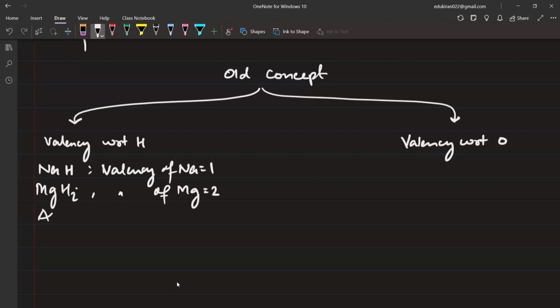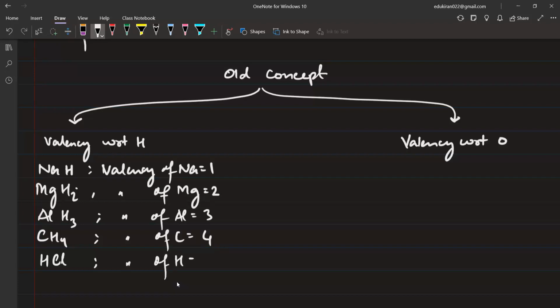Similarly, if you take aluminium, so the valency of aluminium is 3. If you talk about carbon, so CH4 hota hai, right? So its valency is going to be 4 and so on. Okay. So talk about, let's suppose HCl you have. HCl it is attaching how many hydrogens? Only 1. So its valency of hydrogen is what? It is, sorry, valency of chlorine is equal to how much? 1. Okay, now valency with respect to oxygen, what does it mean?